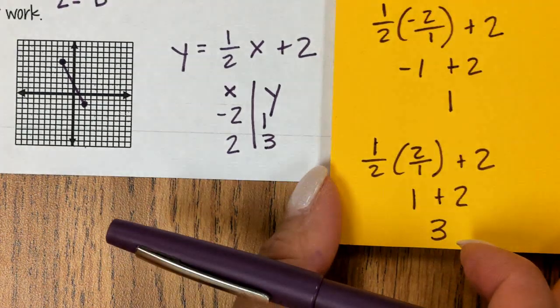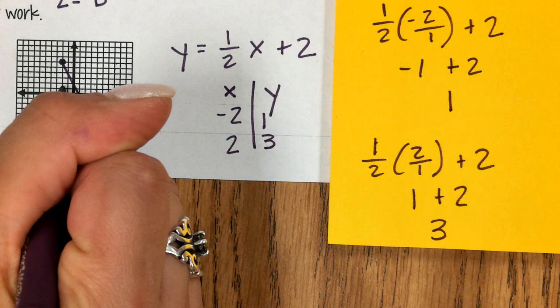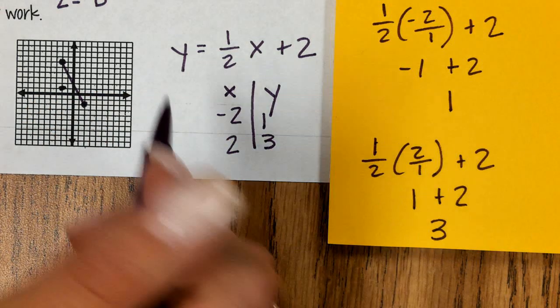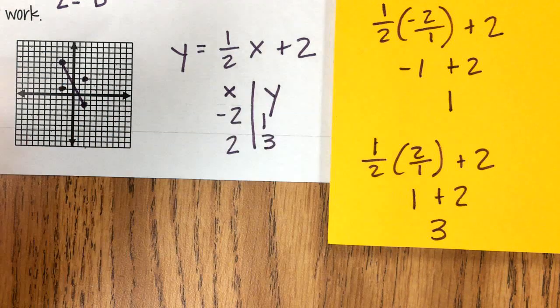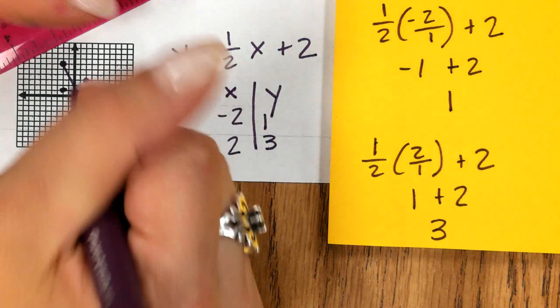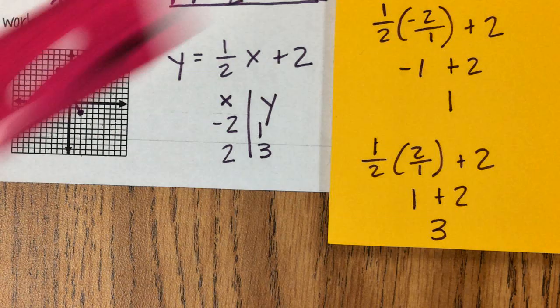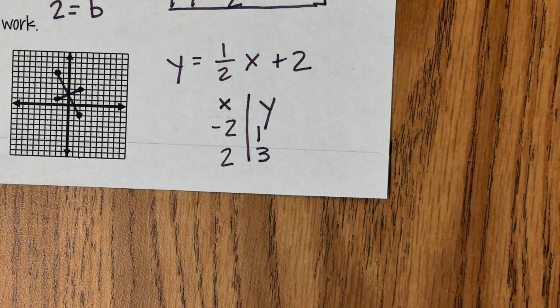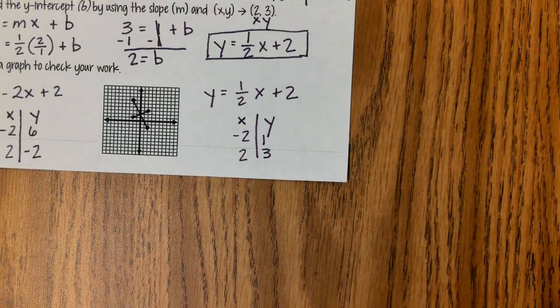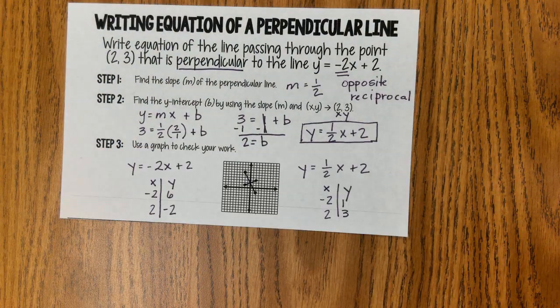Now you will graph your points. Yes, okay. So negative 2, 1, and 2, 3. And it makes a right angle, perpendicular lines. Okay, all right, so this is perpendicular lines.